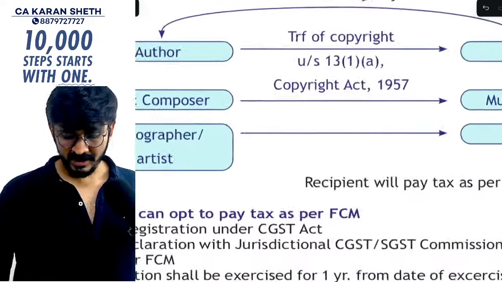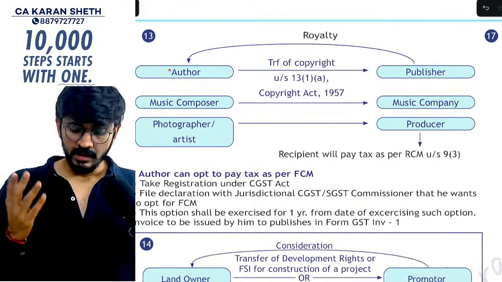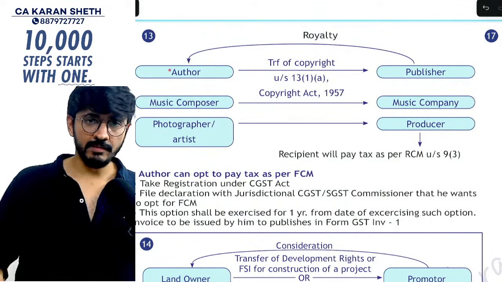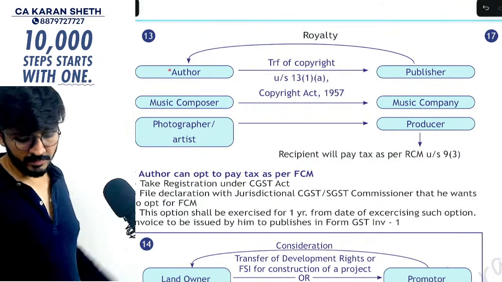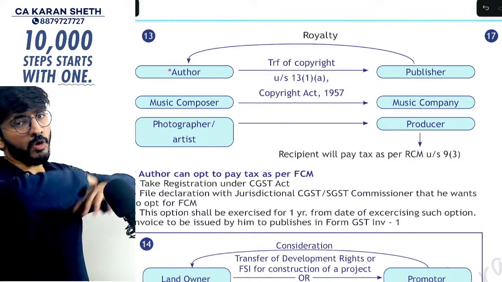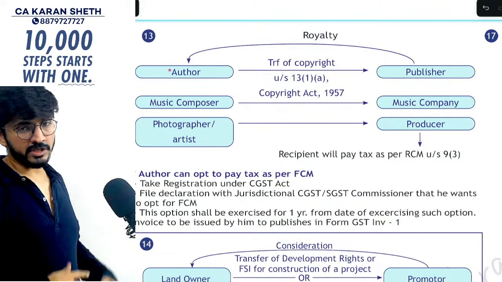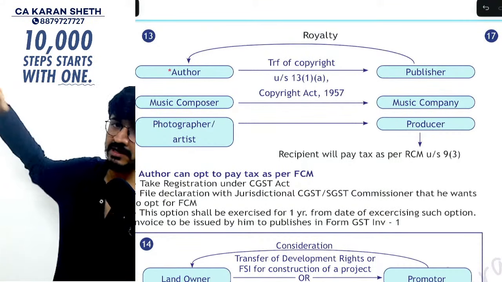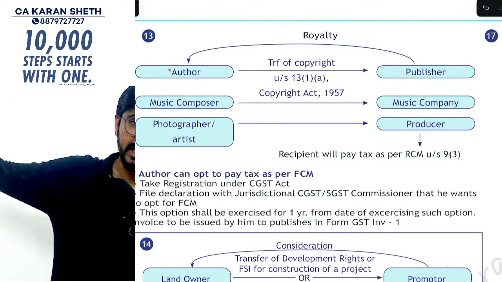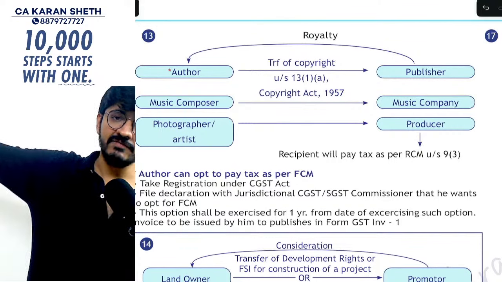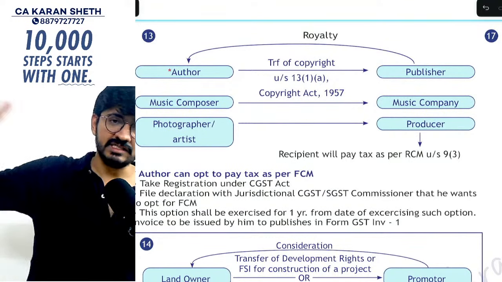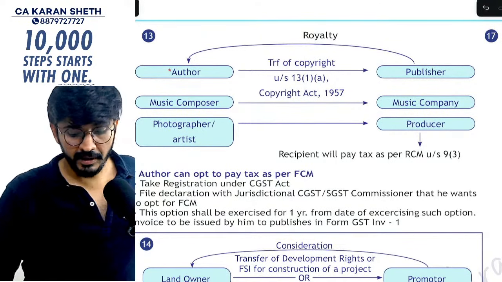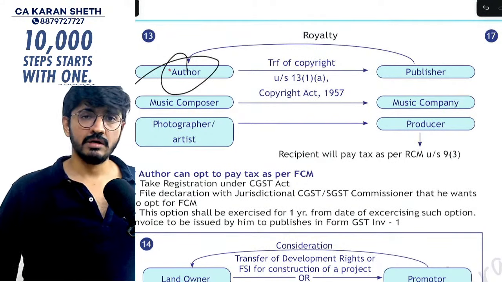When it comes to author and publisher, the concept is very simple. There is one publisher but there are many authors with him. There is one music composer but a lot of music composers. Producer is one, artists and photographers are many. They surrender their copyright under the Copyright Act 1957, 13(1)(a). In that case, the recipient will pay tax as per RCM, but it is only with respect to the author.